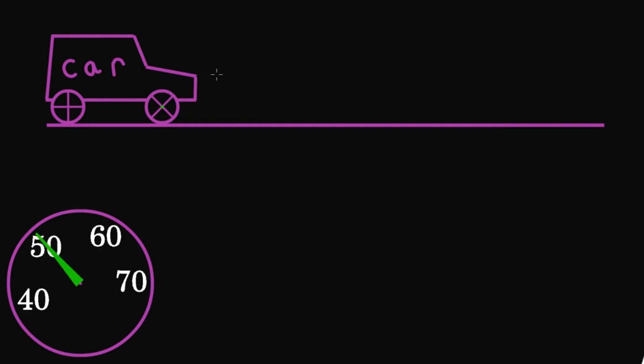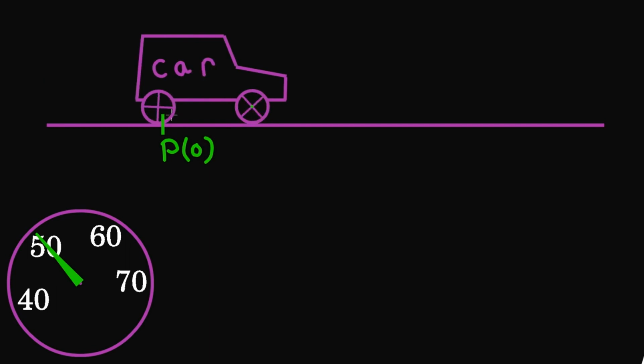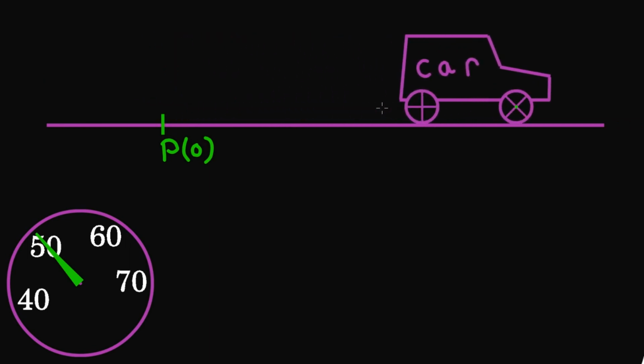Let's call the current position of the car P of 0, and we'll put this under the front tire. Now we'll move the car forward in time. And where the car is located now, we'll call P of t. What I want you to think about is, can we come up with a way to express P of t?